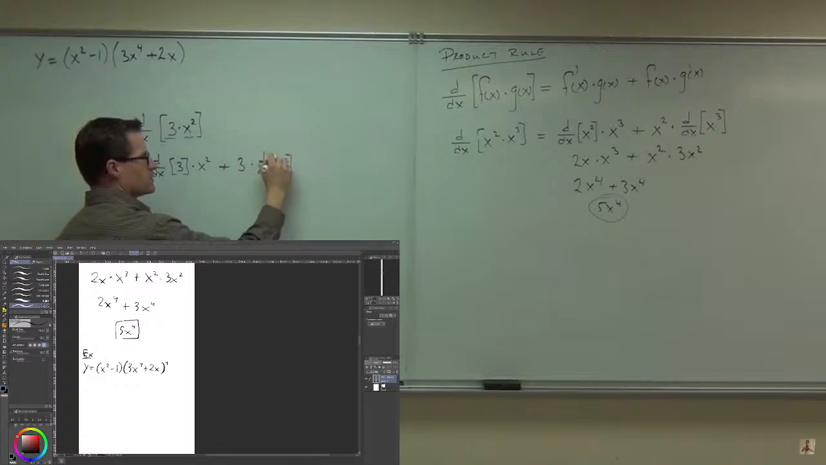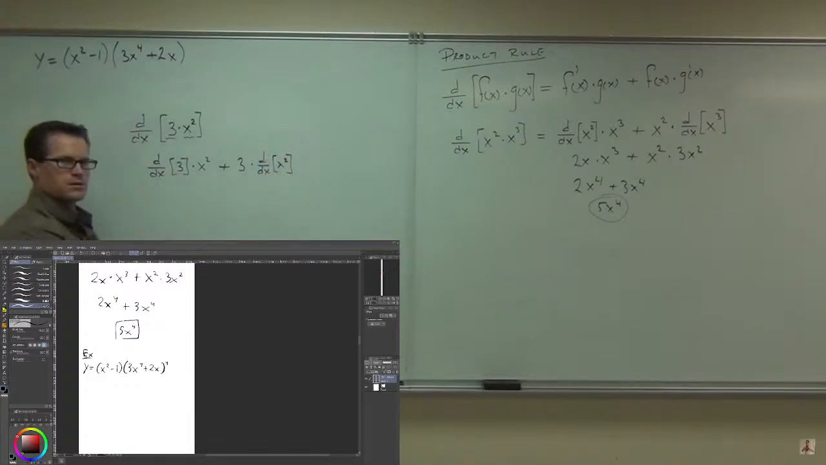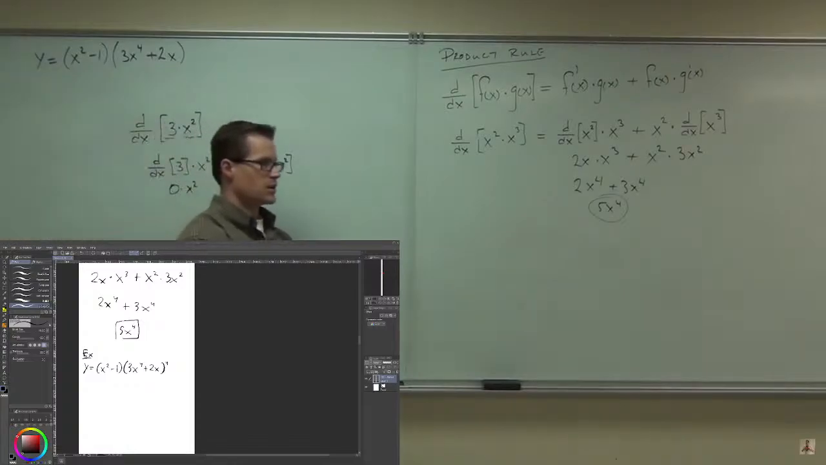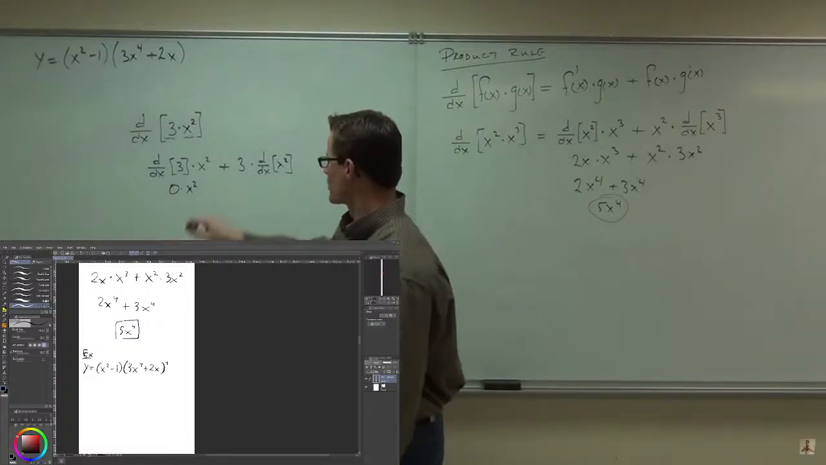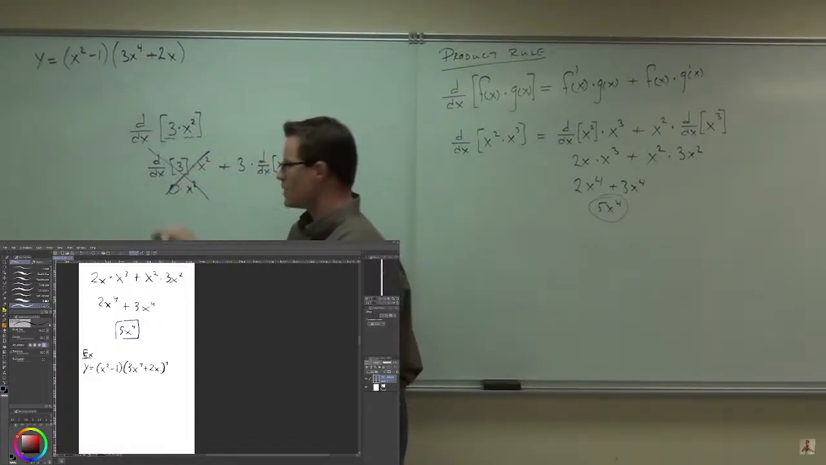All right, very good. What's the derivative of 3? 0. 0 times x squared. That's going to happen every time, because that's a constant. So you don't show that part. If you consider that to be a product rule, the constant is always going to go to 0.